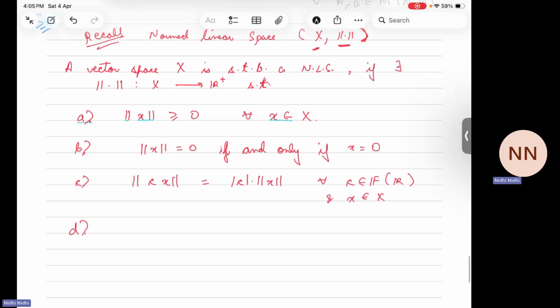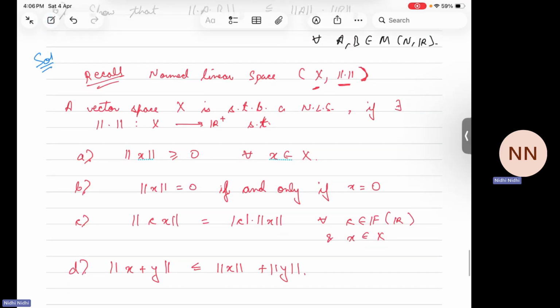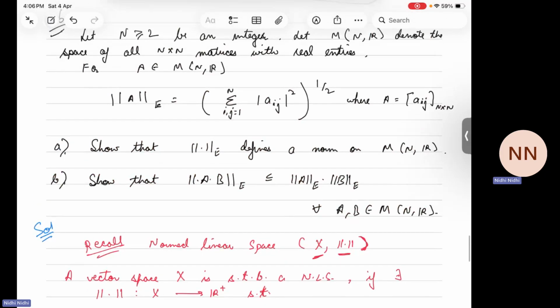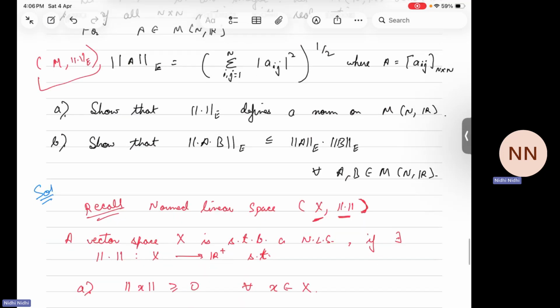Then again, a very beautiful property of the modulus function, the triangle inequality. We have the triangle inequality in the context of norm as well. This says that the norm of x plus y is less than or equal to norm x plus norm y. Now if we are able to find such a function defined on this vector space X, then we call this a normed linear space. So let's see whether this M with this norm is a normed linear space or not.